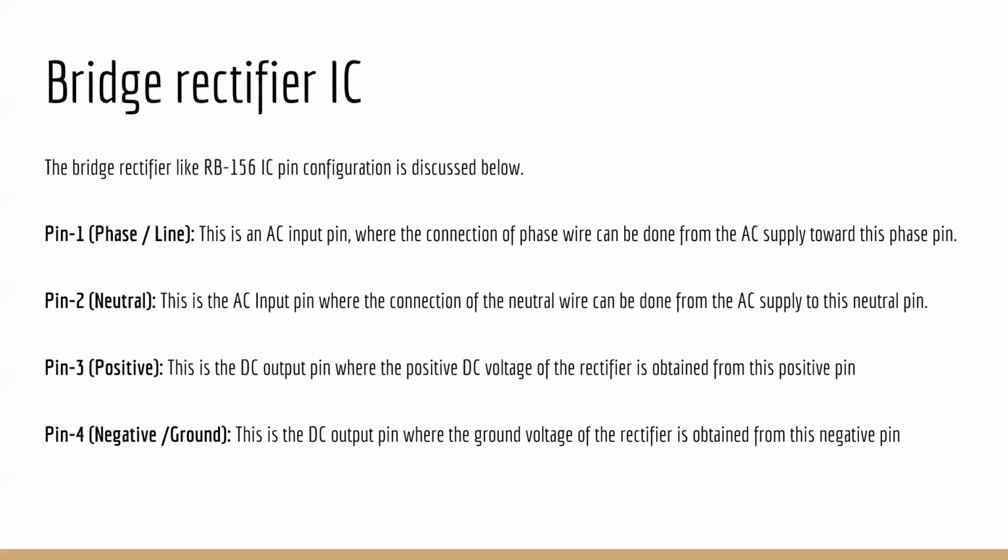Then pin 3, which is the positive pin. This is the DC output pin where the positive DC voltage of the rectifier is obtained. Next, pin 4 is negative or ground. This is the output pin where the ground voltage of the rectifier is obtained from this negative pin.